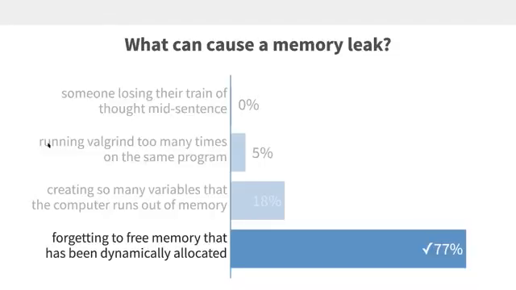All right, time's up for this question. Let's take a look at the responses. It looks like 77% of people say that what causes a memory leak is forgetting to free memory that has been dynamically allocated. That's correct.